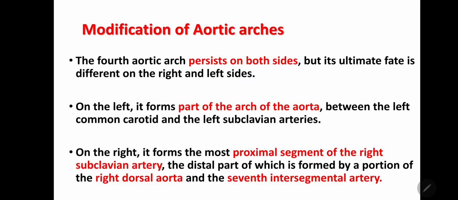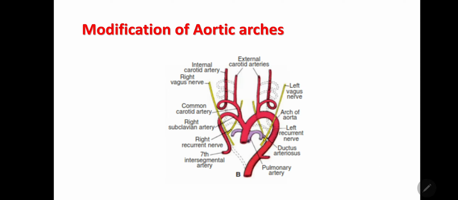So the fourth aortic arch persists on both sides, but its ultimate fate is different on the right and left sides. On the left it forms a part of the arch of aorta, whereas on the right side it forms the proximal part of the right subclavian artery. Whereas the distal part of the right subclavian artery is formed by the right dorsal aorta and the seventh intersegmental artery. What is that, we will see. So this is the modification of the aortic arches.